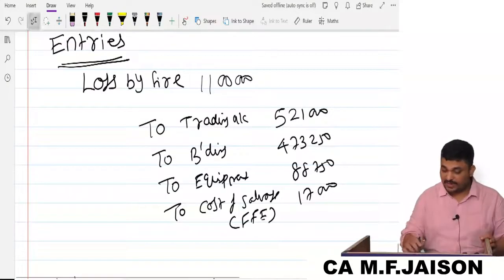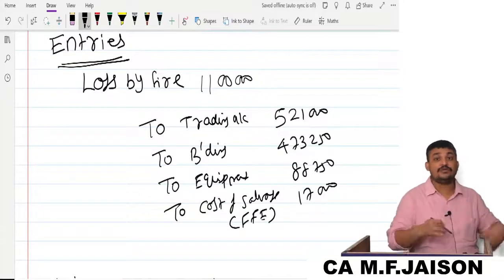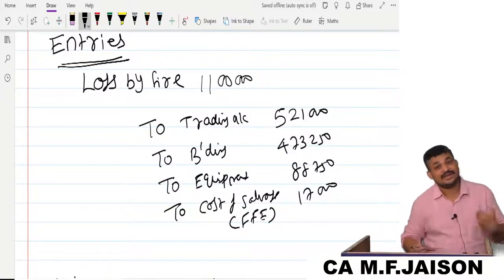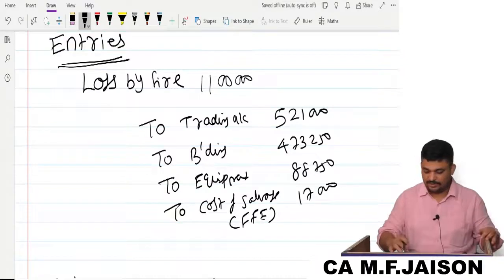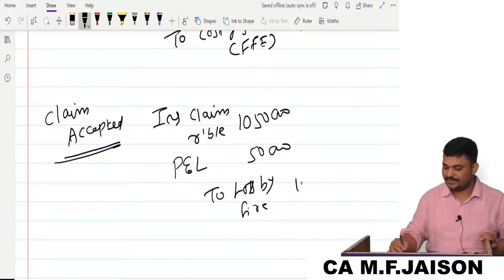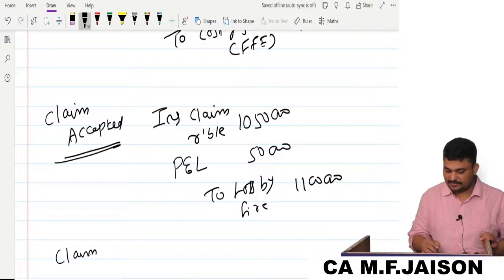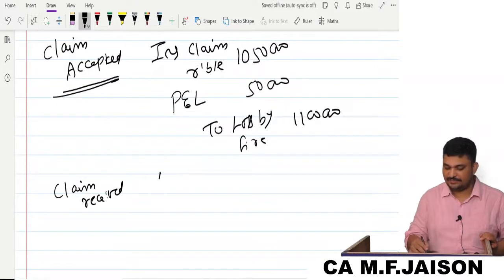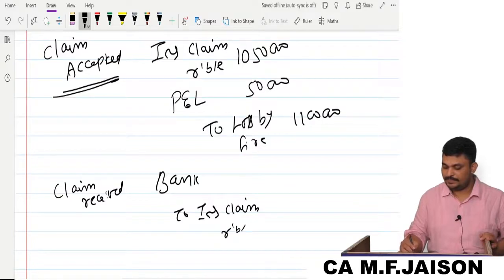So though it is loss by fire, 11 lakhs is not accounted as loss in our P&L because we are getting 10 lakh 50 reimbursed. So loss by fire, or it is called abnormal loss, it is 11 lakhs. Then claim received. What is the entry for claim received? It is bank account debit to insurance claim receivable 10 lakh 50,000.